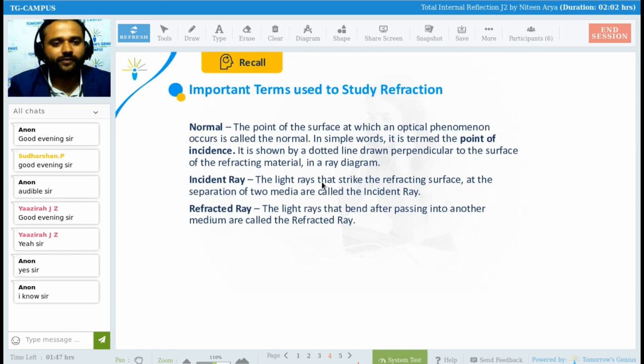If you don't know, let me know. Now the important terminology: normal, incident ray, refracted ray, everything. Just a revision kind of stuff.